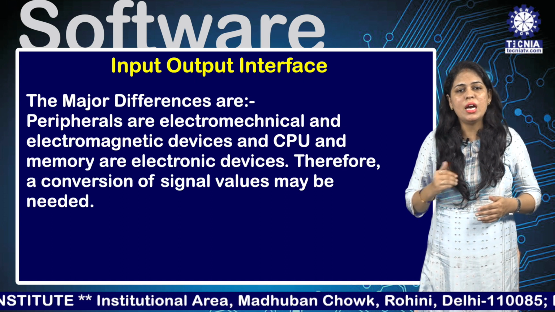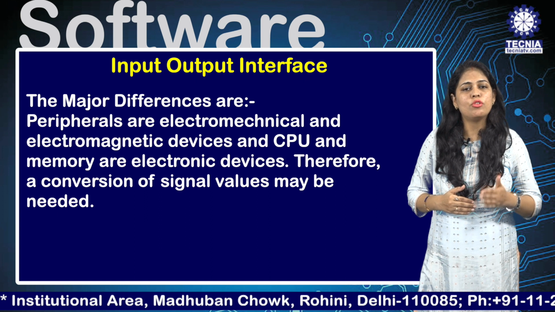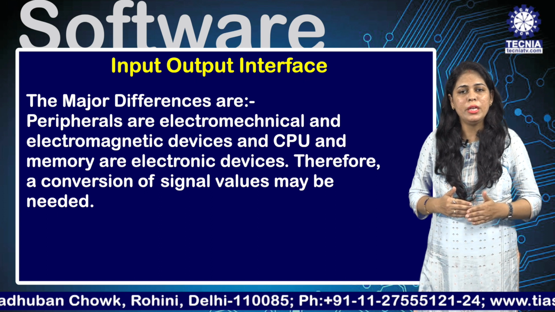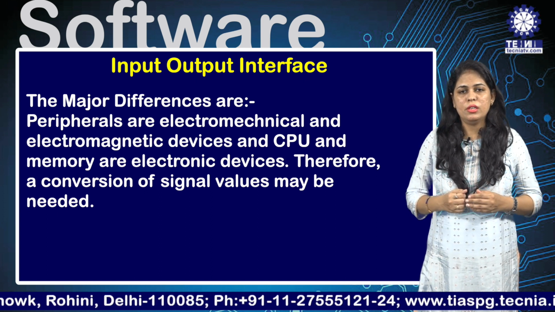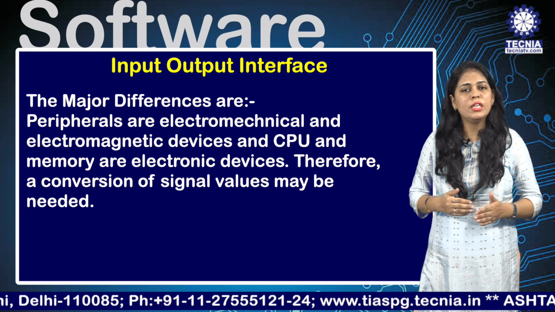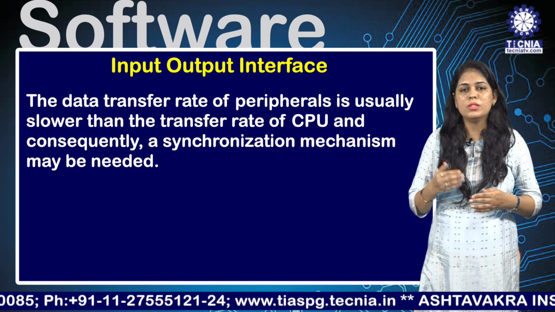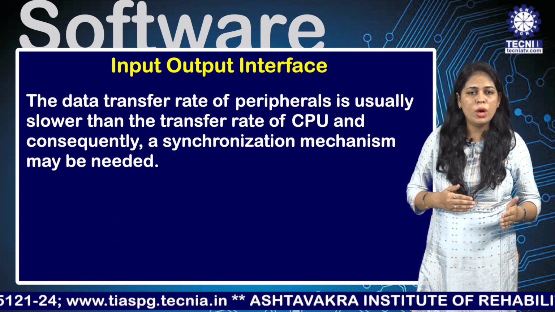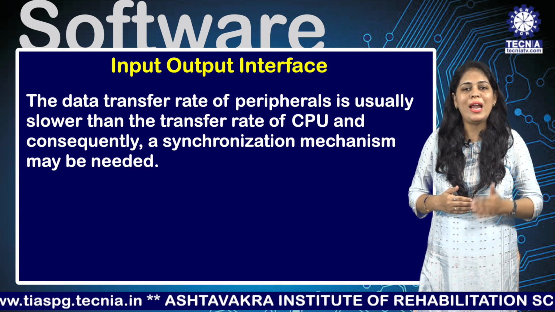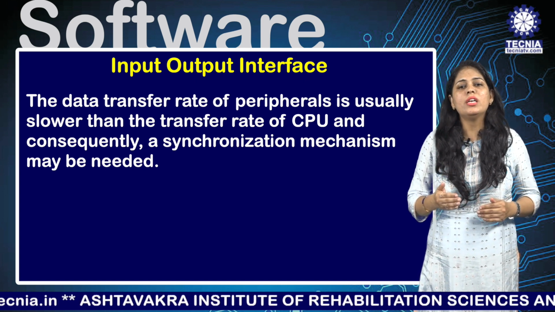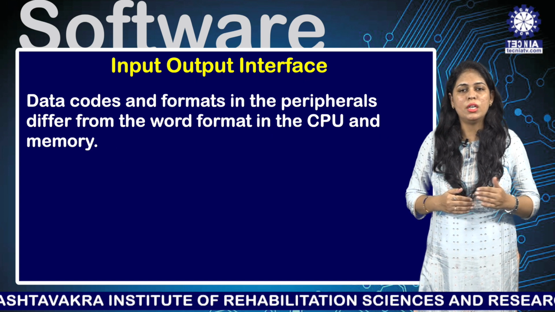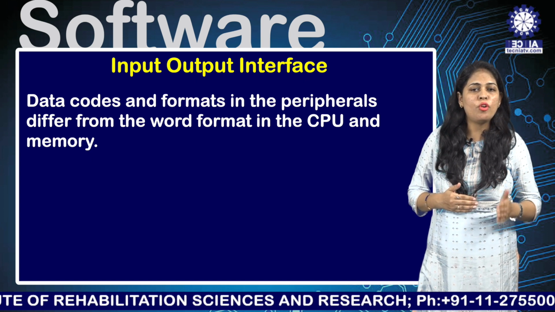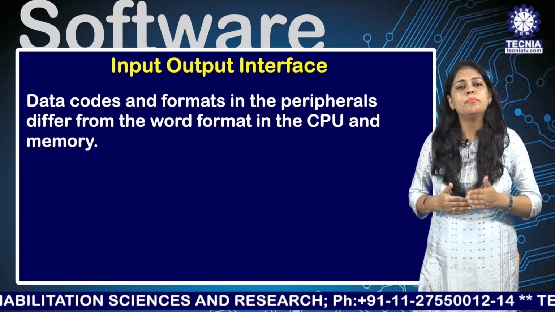The major differences are: first, peripheral devices are electromechanical and electromagnetic devices, and CPU and memory are electronic devices. Therefore, a conversion of signal values may be needed. Second, the data transfer rate of peripherals is usually slower than the transfer rate of the CPU, and consequently, a synchronization mechanism may be needed. Third, data codes and formats in peripheral devices differ from the word format in the CPU and memory.